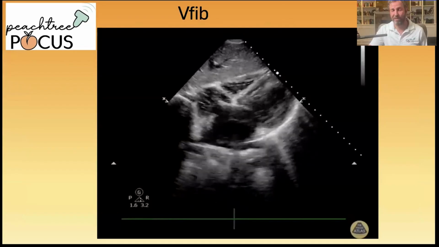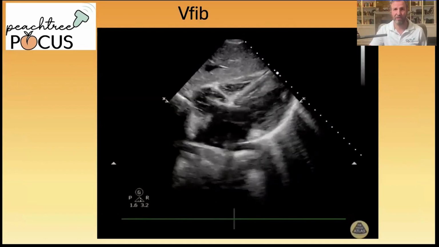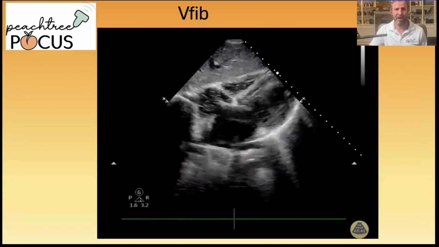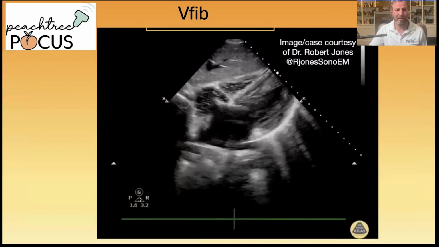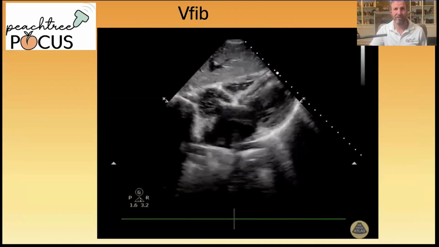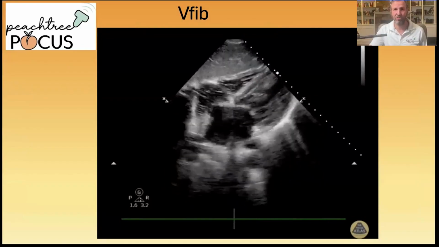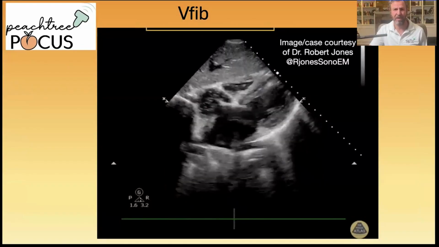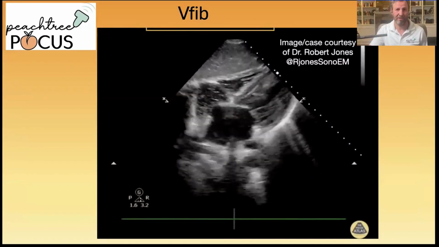Here's another really fascinating and awesome use of POCUS in cardiac arrest, identifying ventricular fibrillation. This image comes from the POCUS Atlas, and if you haven't checked it out, it's an excellent resource with a huge collection of ultrasound clips. In this clip, the heart is in VFib.